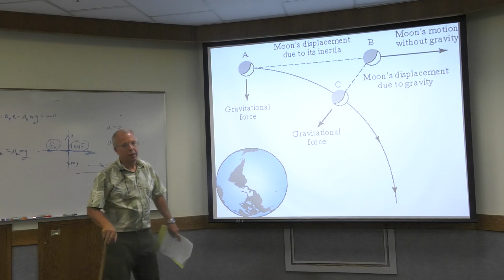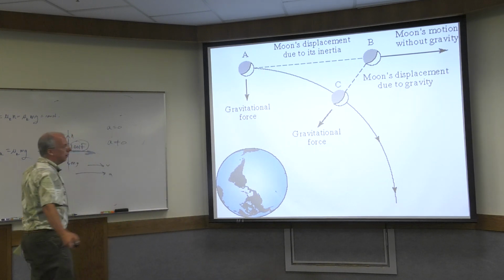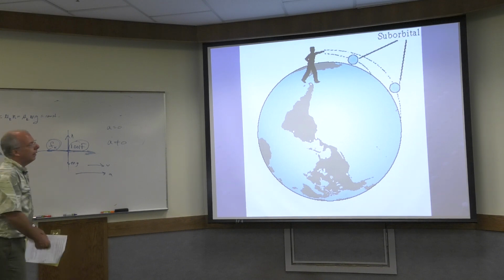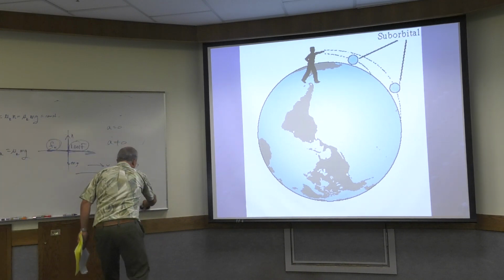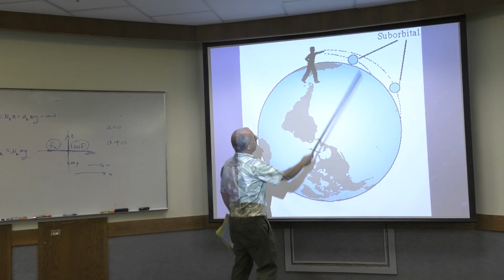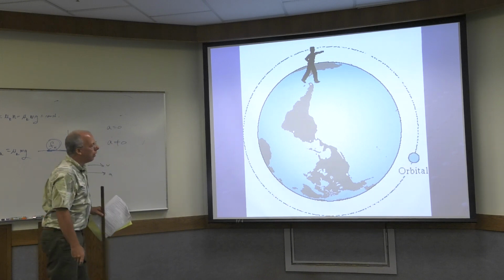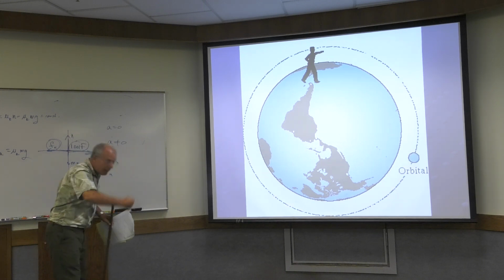So is the moon falling toward the Earth? Yes! Well, why doesn't it hit the Earth? Because it has the right speed. I mean, look. This one hit the Earth because it was going too slowly. This one hit the Earth because it was going too slowly. This one did not hit the Earth because it had the right speed.